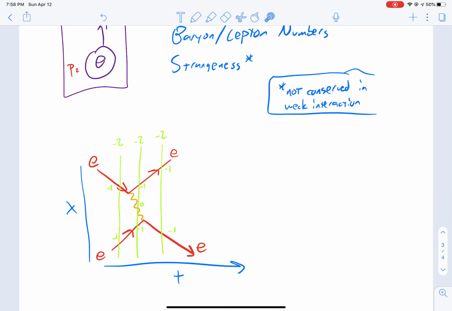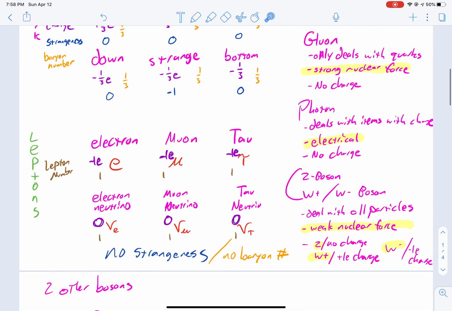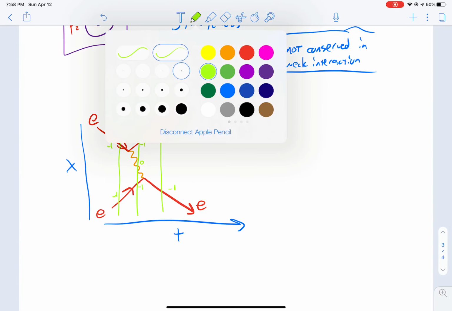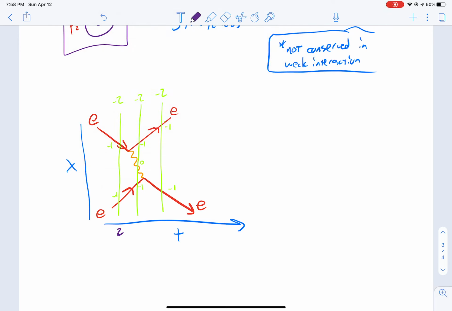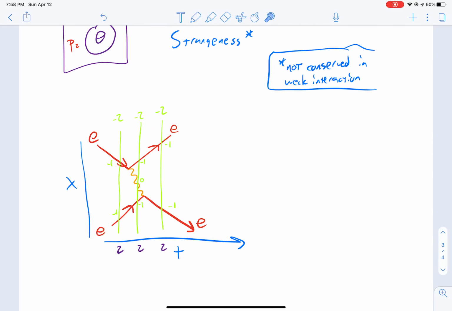Baryon number, well, that's pretty easy. There are no baryon numbers with any of these because there are no baryons. So baryon number is conserved, no problem. Lepton number, well, let's see. What's the lepton number of an electron? Lepton number of an electron is 1. So at this first time, our lepton number is 2. At the end, our lepton number is 2. And even in the middle, the lepton number is 2. This thing's a boson. Bosons don't have lepton numbers. Finally, the strangeness. None of these things have any strangeness. And so, no problem.